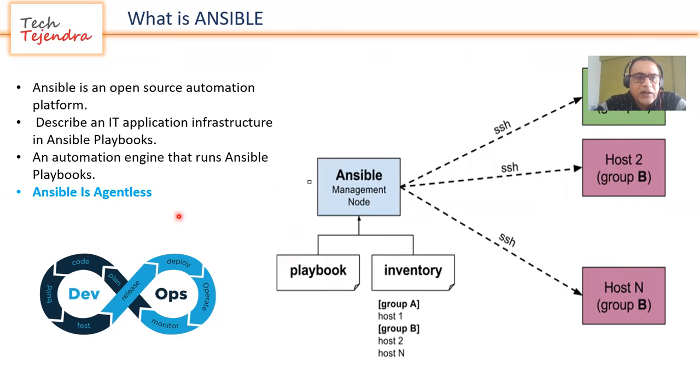And then we have an automation engine that runs the Ansible playbook. So it also contains the automation engine. It is not just defining the rules of the playbook, it is also an engine to run this playbook. And there is the inventory. Inventory means where you are listing all your hosts. I will explain everything in detail, and at the last, Ansible is agentless.